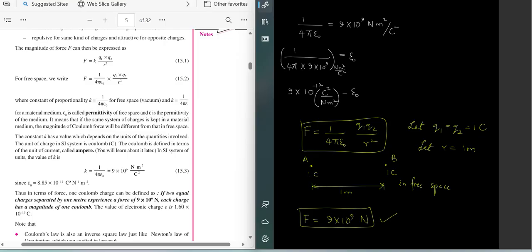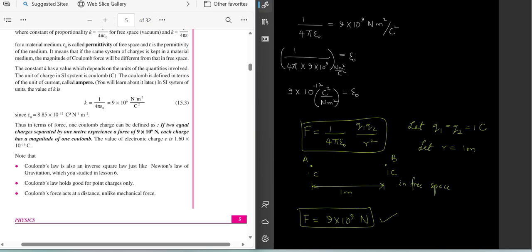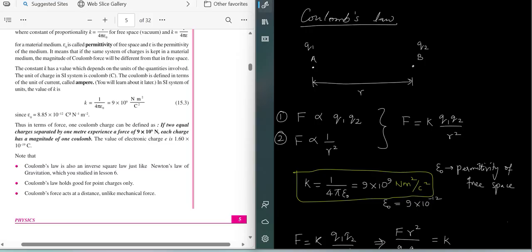1 coulomb is a very big charge, because we know charge on an electron is 1.6 into 10 raised to minus 19 coulomb. What else we understand by this law is Coulomb's law is an inverse square law, because we discussed that it is proportional to 1 upon r square. Just like gravitation force is also 1 by r square. It also has 1 by r square in the formula. Then Coulomb's law holds good for point charges only. So we are assuming that these are point charges. That is very important to understand.